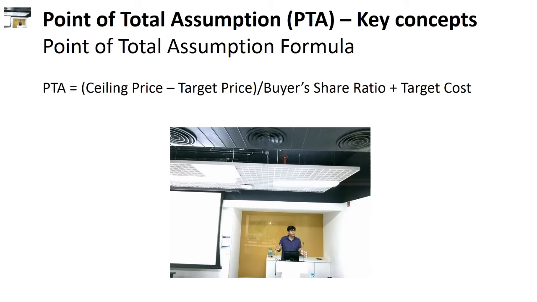PTA can be more than ceiling price. At or above PTA, buyer pays the ceiling price. At or above PTA, the contract price is fixed and is equal to the ceiling price. Now, the formula for calculating the point of total assumption: PTA is equal to (ceiling price minus target price) divided by buyer's share ratio, plus target cost.